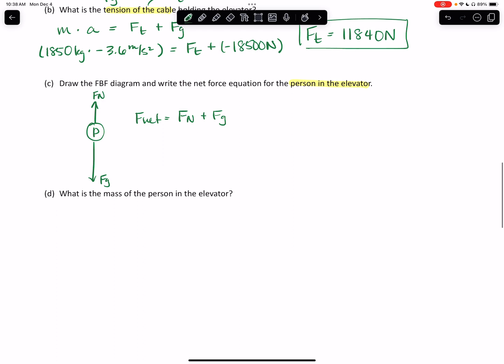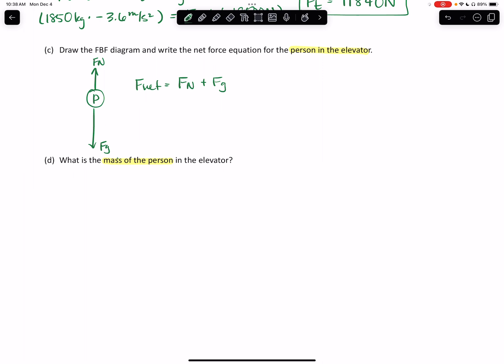Now this next part's a little tricky. It wants to know the mass of the person. We haven't had to do this type before, so let's look at how this is going to set up. I know that I can look at Fnet in two different ways. I can say that Fnet equals the mass of the person times the acceleration, or I can say that Fnet is equal to the normal force plus the force due to gravity. I'm going to put those two equations together. So the mass of the person times the acceleration is going to be equal to my normal force plus the mass of the person times acceleration due to gravity.